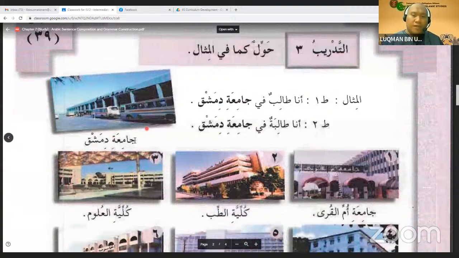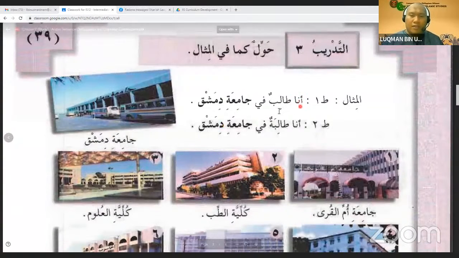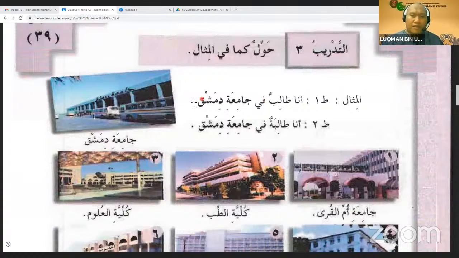So we have this جامعة دمشق. So used in this sentence. أنا طالب في جامعة دمشق. I am a student in the University of Damascus. أنا طالبة في جامعة دمشق. I am a female student. I am a student in the University of Damascus.